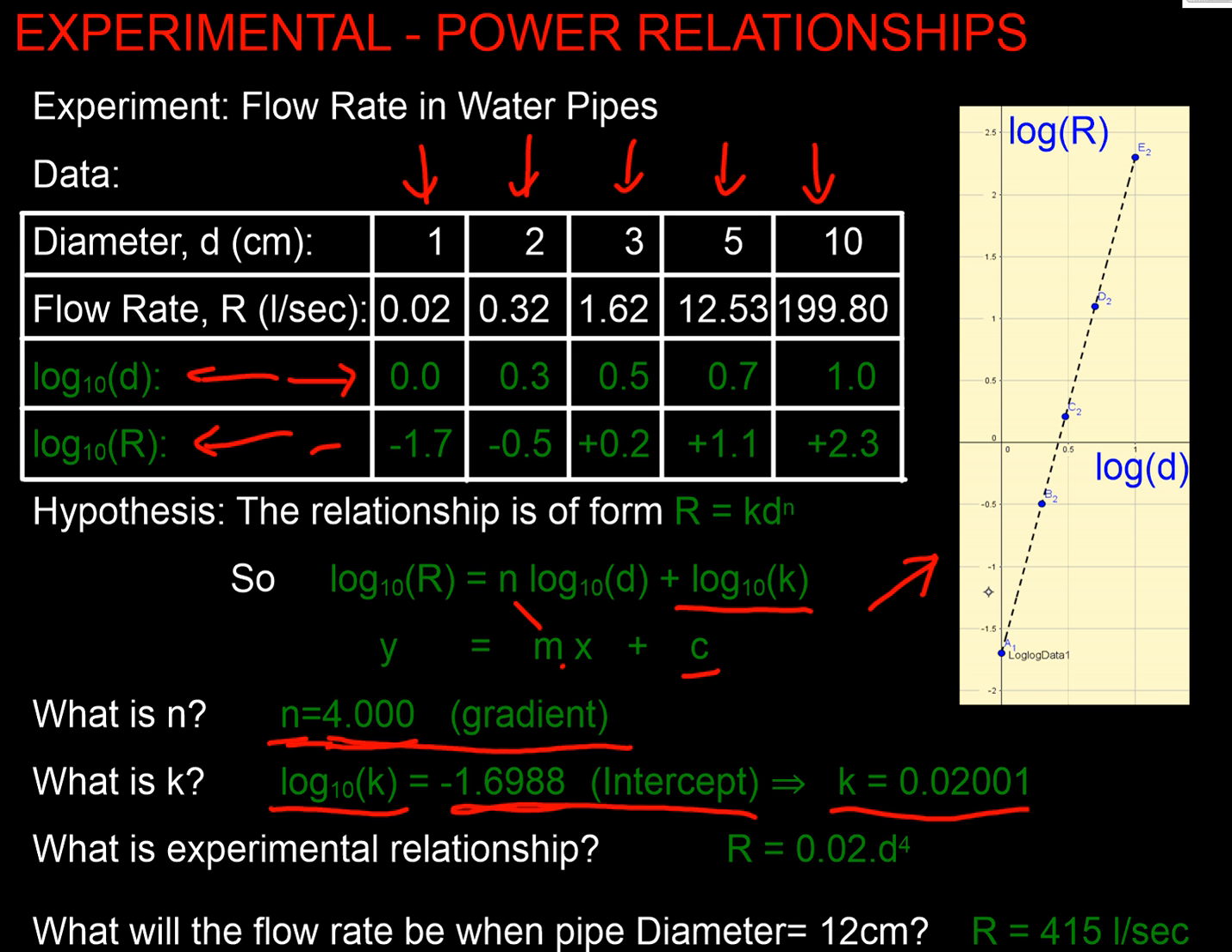If you did it by hand you'd get a graph that looks like that, log R against log d. So what's my experimental relationship? Well, R equals 0.02, I've just rounded that, d to the power 4. There we are, that's my relationship.